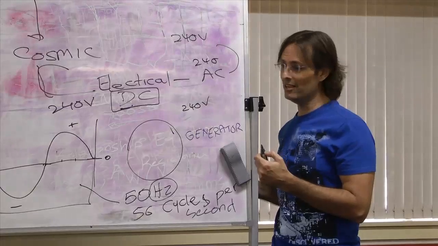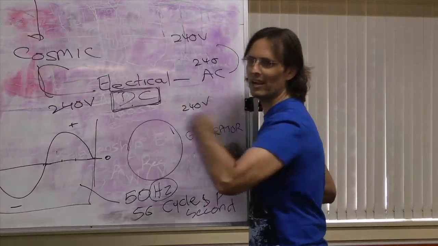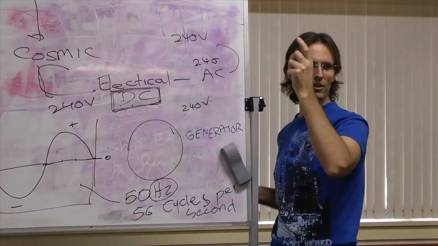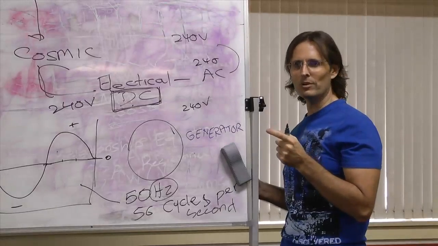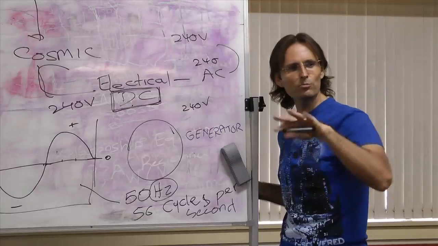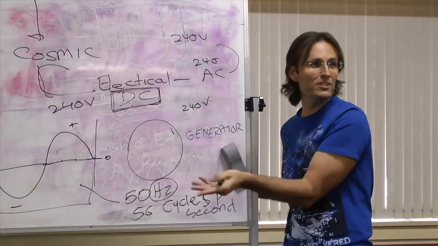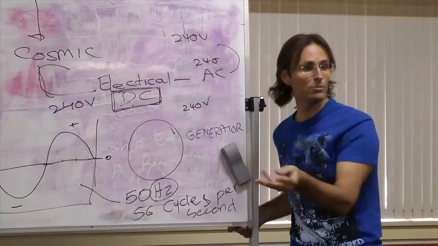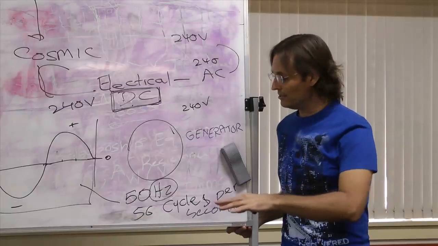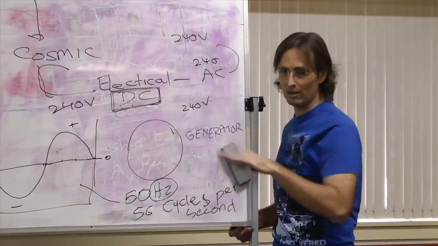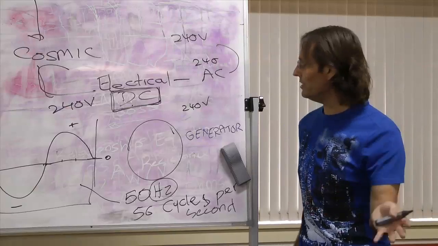Does that make sense? So whenever we say DC, we are always talking about direct current. In other words, the voltage source only has one polarity. When we're talking about AC, we're talking about a voltage source that switches its polarity, usually faster than 50 cycles every second. Does that make sense?